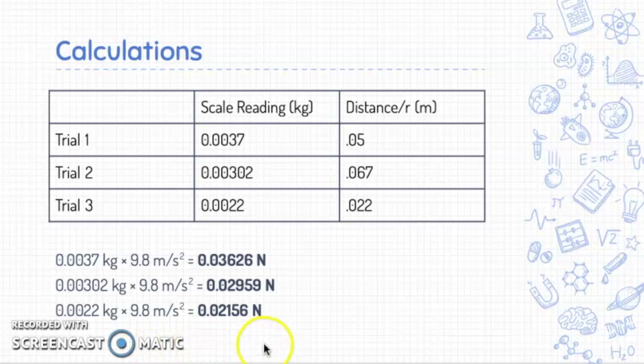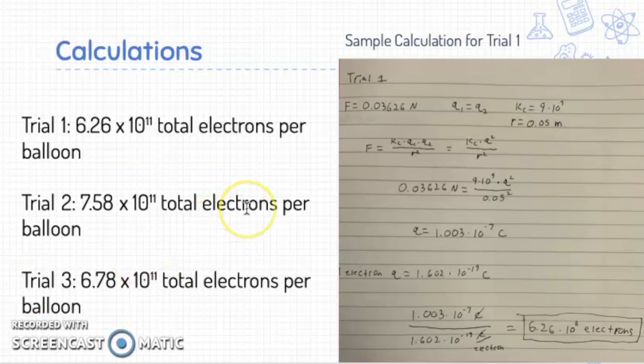Here are our results from our 3 trials. These include the scale reading in kilograms and the distance between the two balloons. We then multiplied the reading on the scale by the gravitational constant in order to attain the force in newtons. With this force in newtons, we could then use that to calculate the amount of charge in coulombs on each balloon. And once we had the charge in coulombs on each balloon, we could use this to calculate the total number of electrons per balloon.